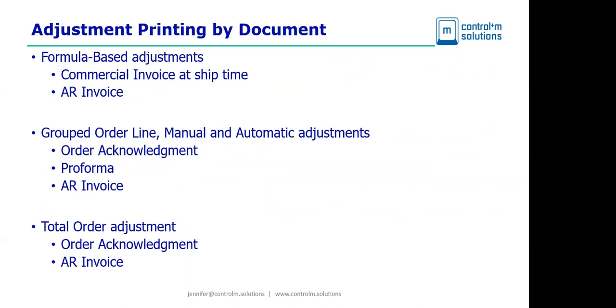Here's the list of where the price adjustments will show up on your printed documents. The formula-based adjustments will only show on the AR invoice and the commercial invoice, because those adjustments are only calculated at ship time and not at order entry. The grouped order line, the manual, and the automatic adjustments will show on your order acknowledgements, pro formas, and AR invoices. The total order adjustment will show on the order acknowledgement and the AR invoice.